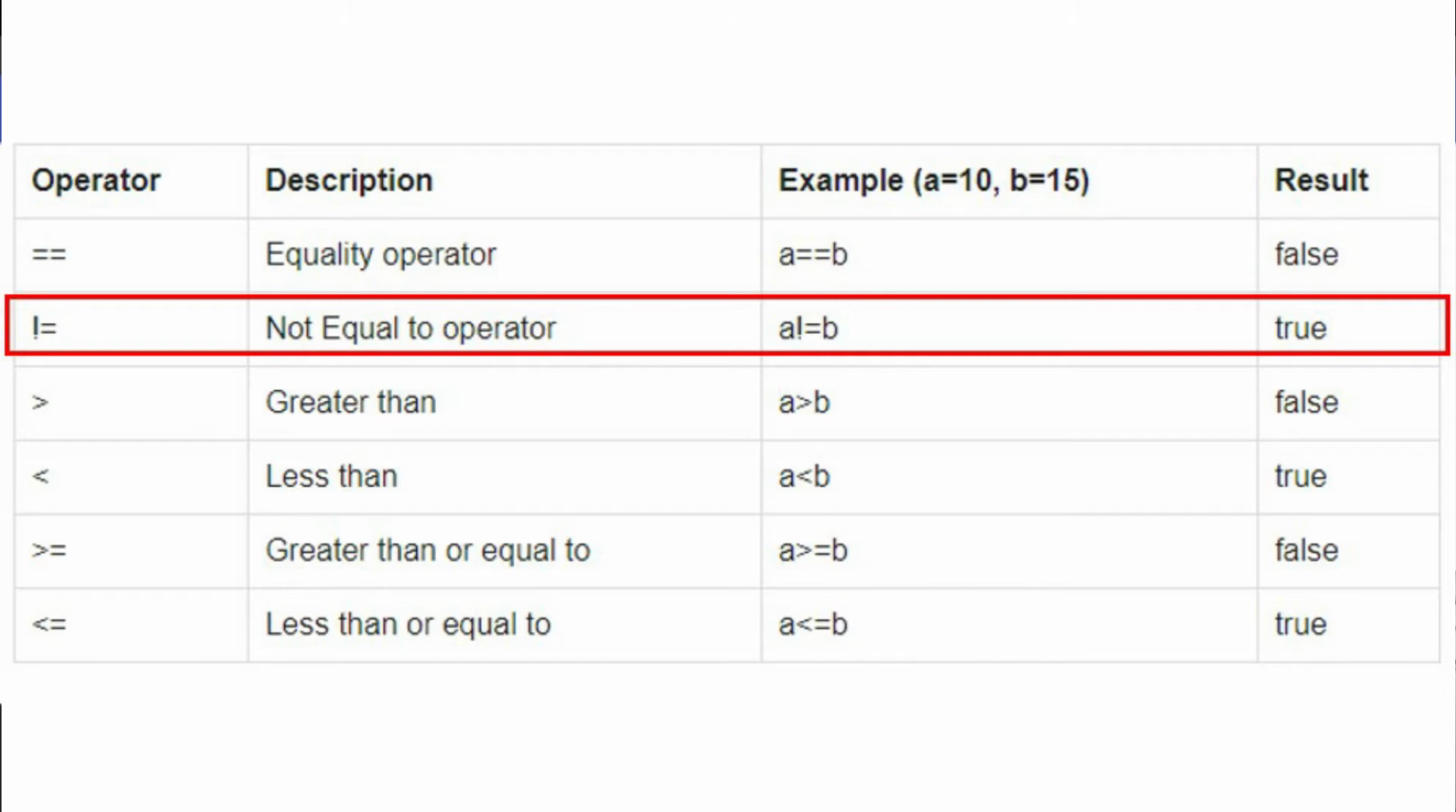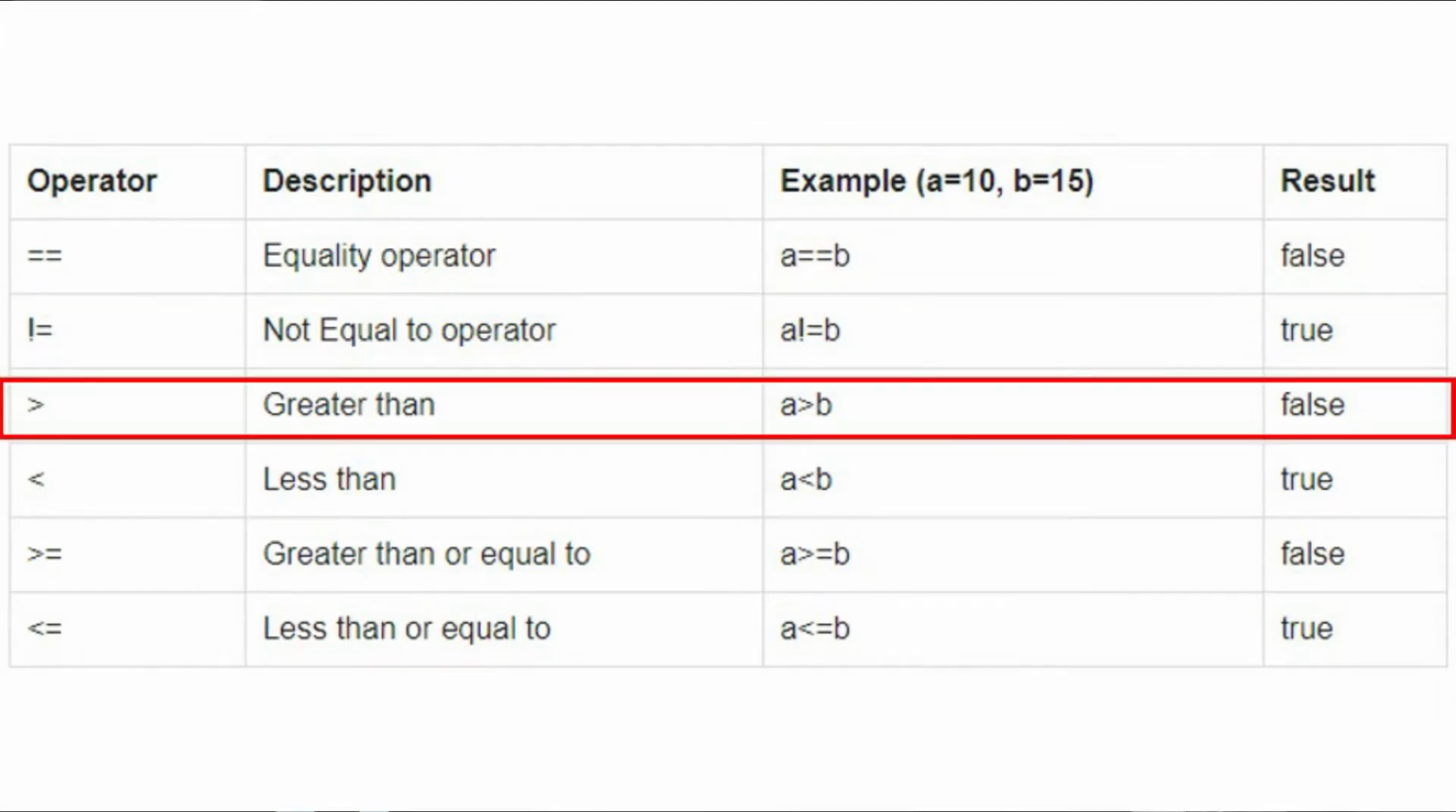The next is the not equal operator. This is used to know if two variables are not equal. If A is not equal to B, then this is true because 10 is not equal to 15. The next operator is the greater than operator. This is used to know if the first value is greater than the second value. If A is greater than B, then the answer is false because 10 is less than 15.